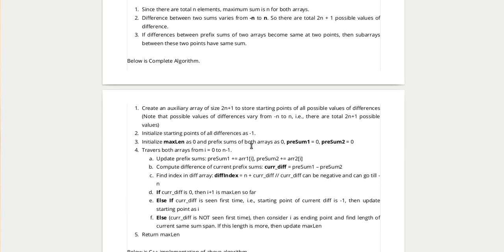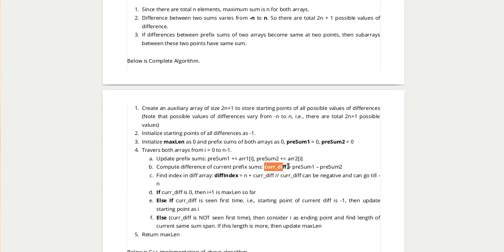Initially we keep maximum length as 0 and the prefix sum for both the arrays as 0 as well. Now what we'll do is start from i equal to 0 and go on to n minus 1, and at every iteration we will add the ith element of the arrays to their respective prefix sums, and again calculate the difference between those two sums.